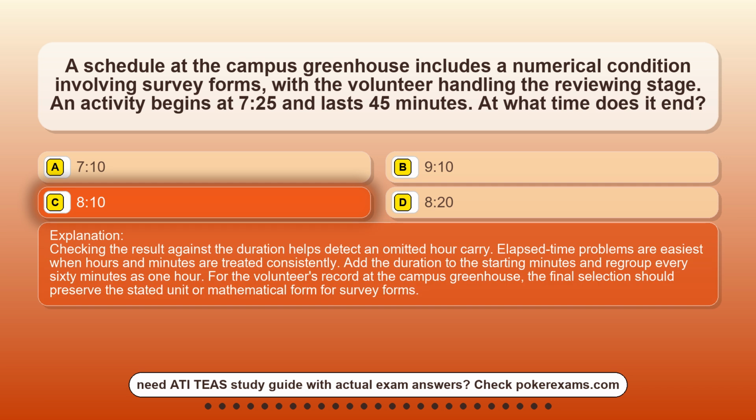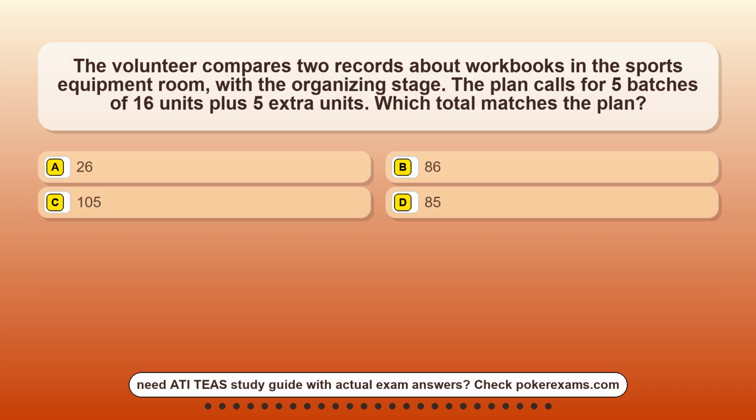Checking the result against the duration helps detect an omitted hour carry. Elapsed time problems are easiest when hours and minutes are treated consistently. Add the duration to the starting minutes and regroup every 60 minutes as 1 hour. For the volunteer's record at the campus greenhouse, the final selection should preserve the stated unit or mathematical form for survey forms. Question 17. The volunteer compares two records about workbooks in the sports equipment room, with the organizing stage.